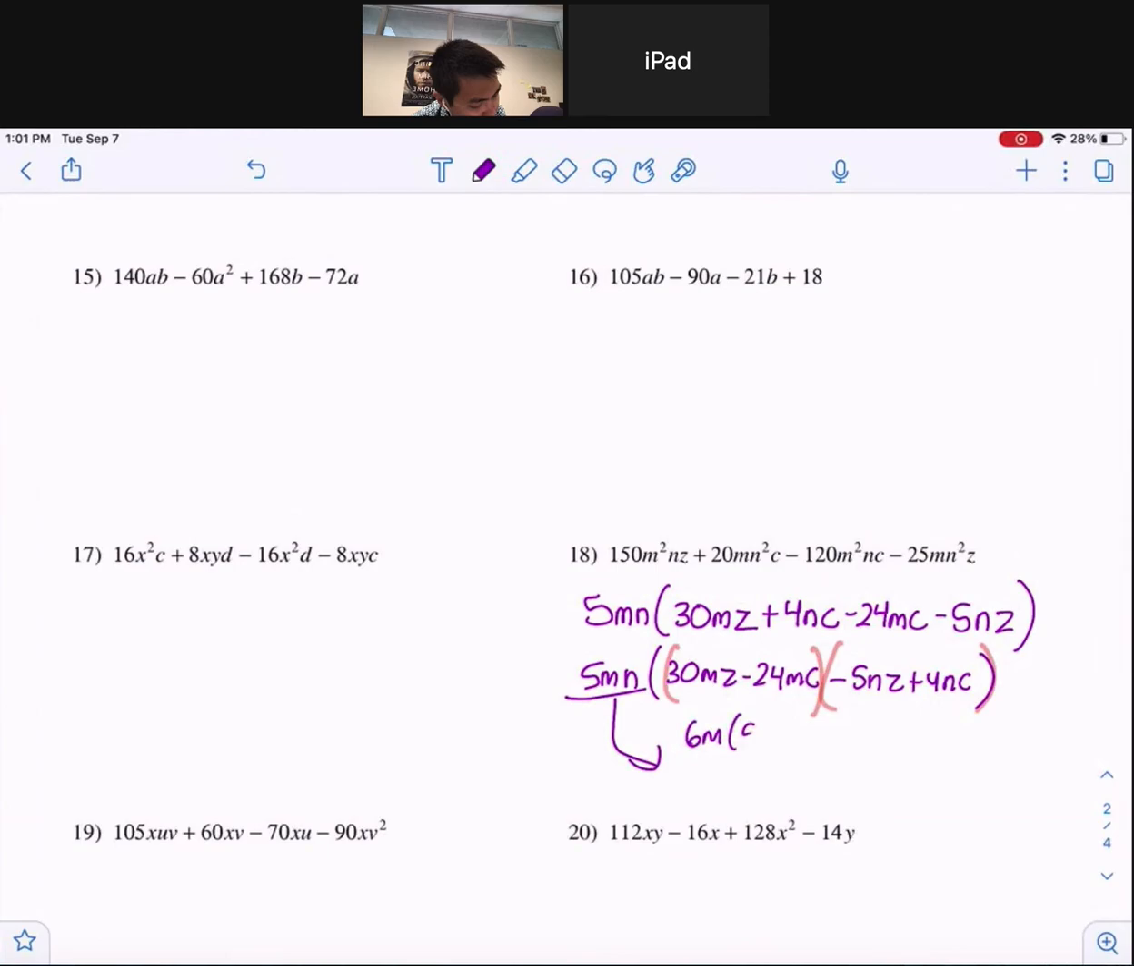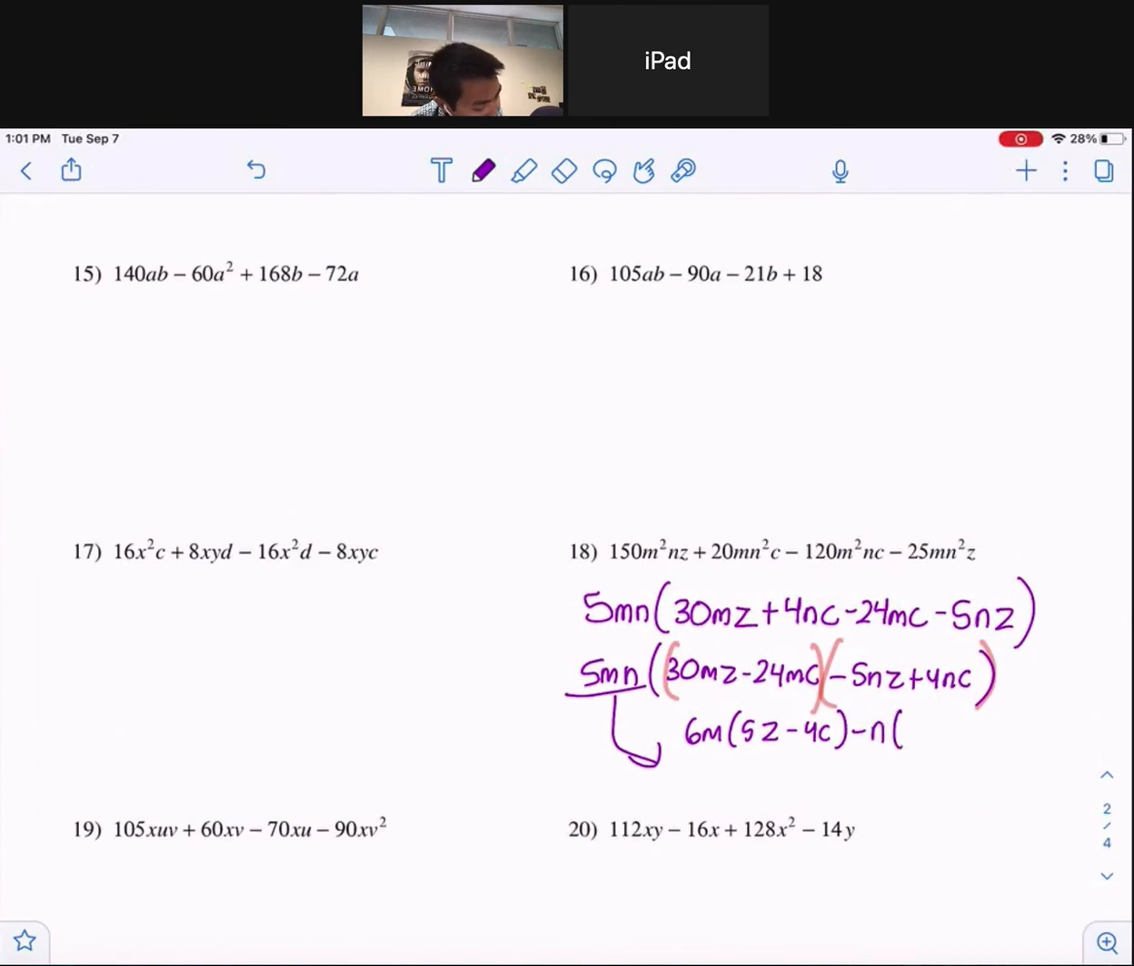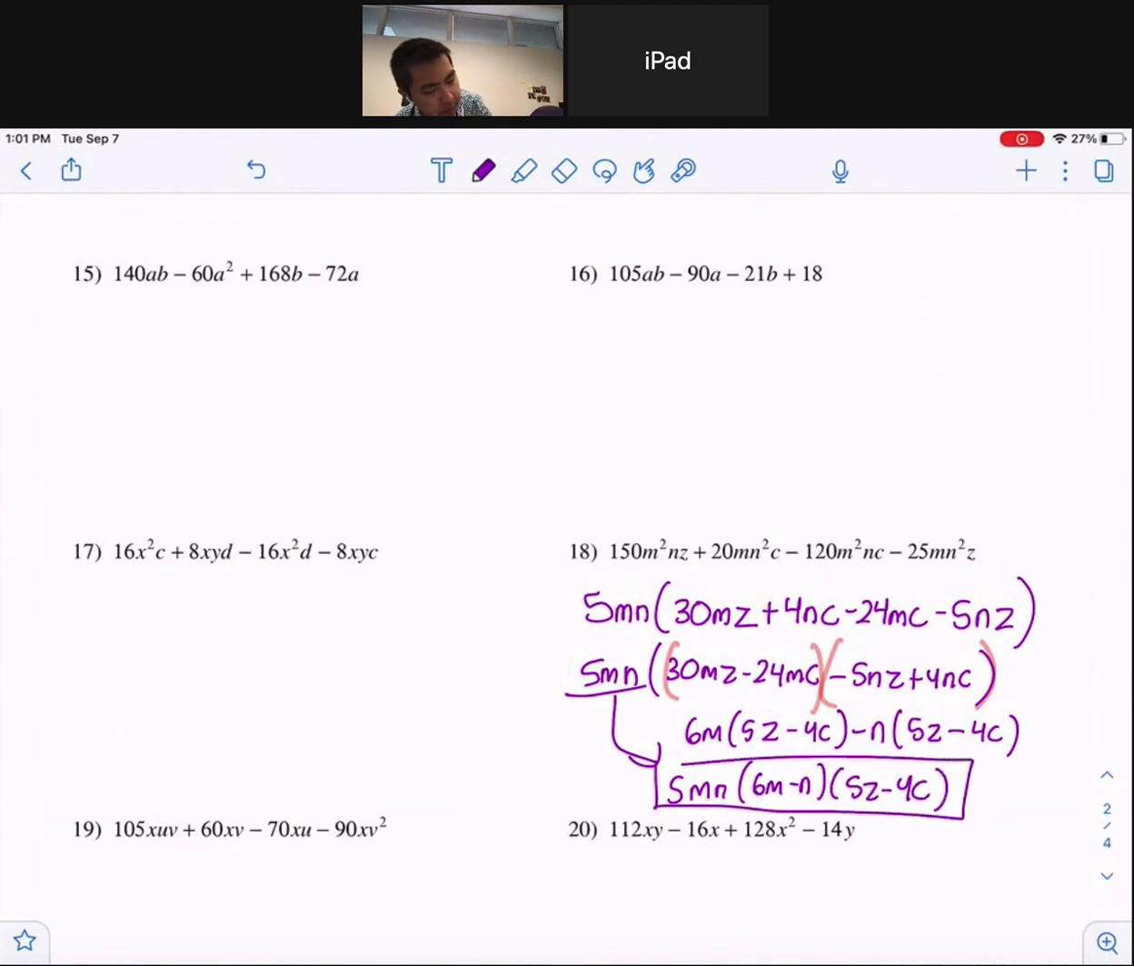6m to get 5z minus 4c, and then negative n we can factor out to get 5z minus 4c. So we get 5mn times 6m minus n, and then 5z minus 4c. So that one is a doozy, but don't worry about this one, you guys. As long as you guys can get the basic ones down, you're fine.